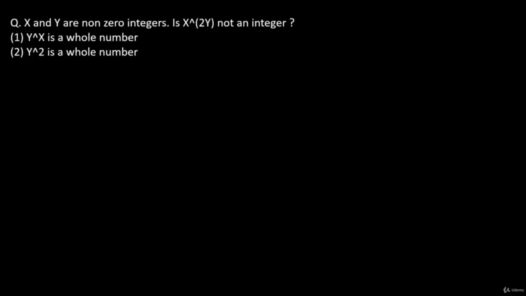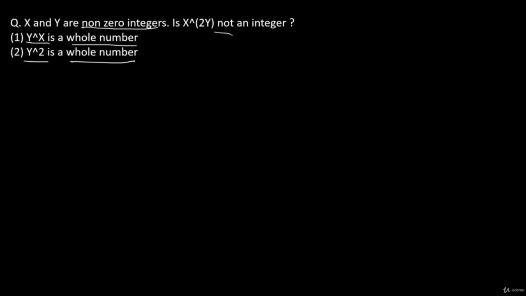Let's do this question. x and y are non-zero integers. Is x to the power 2y not an integer? Statement 1 says y to the power x is a whole number. Statement 2 says y square is a whole number. Pause the video, give it a try, and then let's do it together.